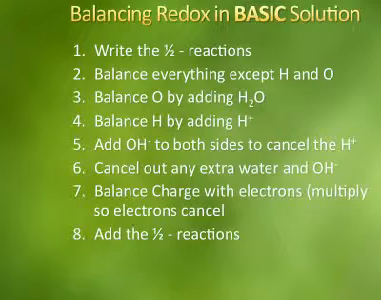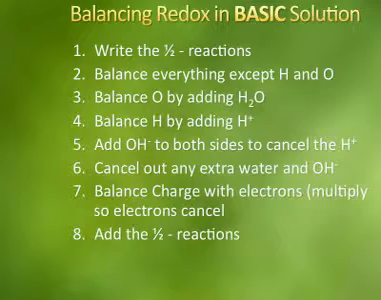We write the half reactions, we balance everything except hydrogen and oxygen. We then balance oxygen by adding water. We then balance hydrogen by adding hydrogen ions, which is exactly the same as what we just did, except we know that bases don't donate hydrogens. They donate hydroxides. So we then add hydroxides to both sides to cancel out the hydrogens. So we're adding the hydrogens and canceling them back out. So it's just basically adding one more step.